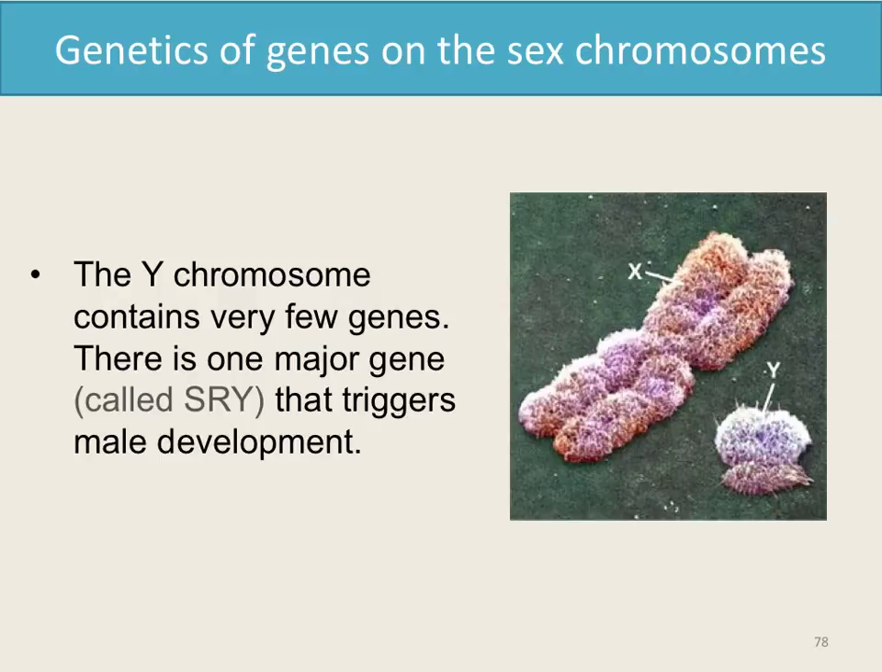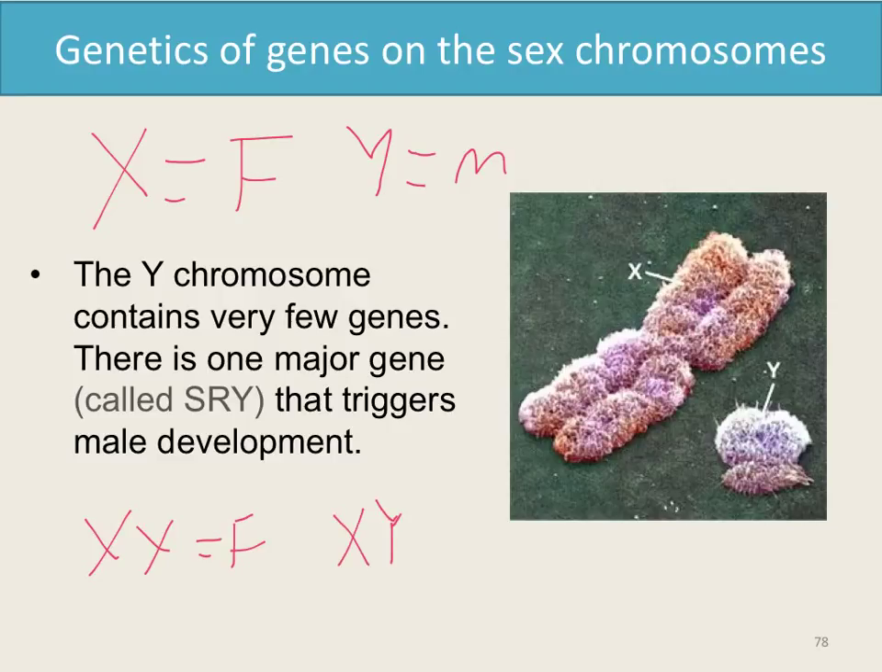So, here's our sex chromosomes. An X equals F, Y equals M. Now, when you put two X's together, F. When you put an X and a Y together, male. Okay. Now, the heredity of sex chromosomes is slightly different.